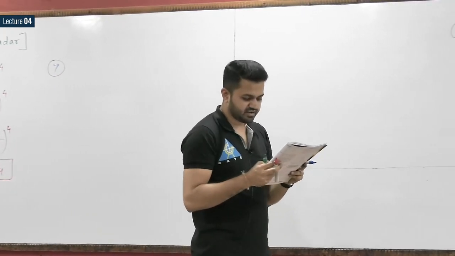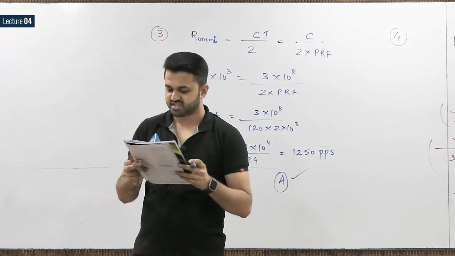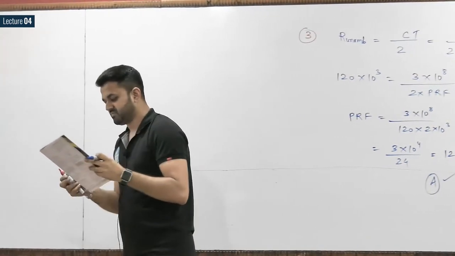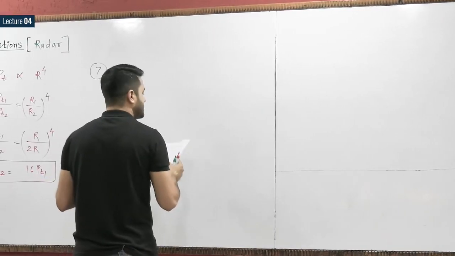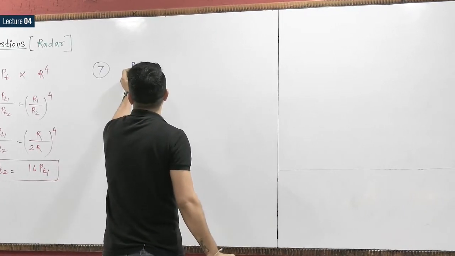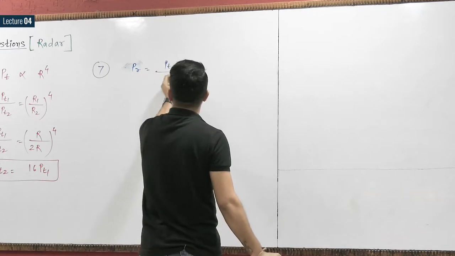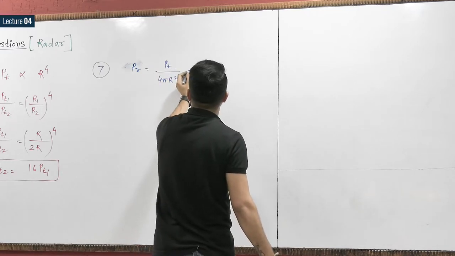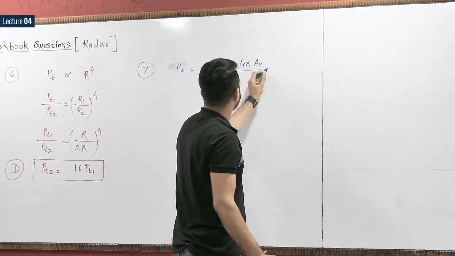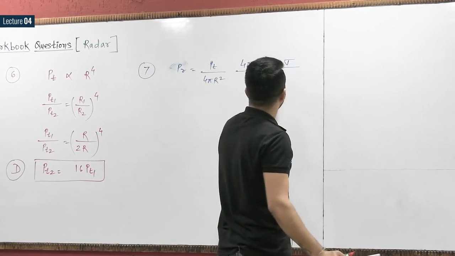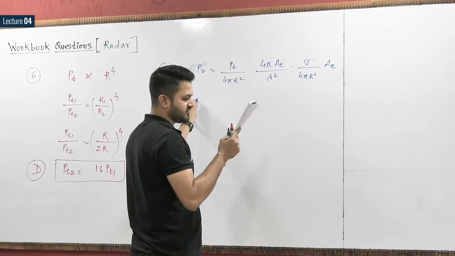In a monostatic radar, if the antenna aperture is doubled, then the range will be? If I am doubling the effective aperture area, that means the antenna aperture is doubled. So just now we wrote that the received power is PT upon 4 pi R square into gain, and that gain is replaced by 4 pi into effective aperture area divided by lambda square into sigma upon 4 pi R square into Ae. So from here we can write that, we are talking about the range.